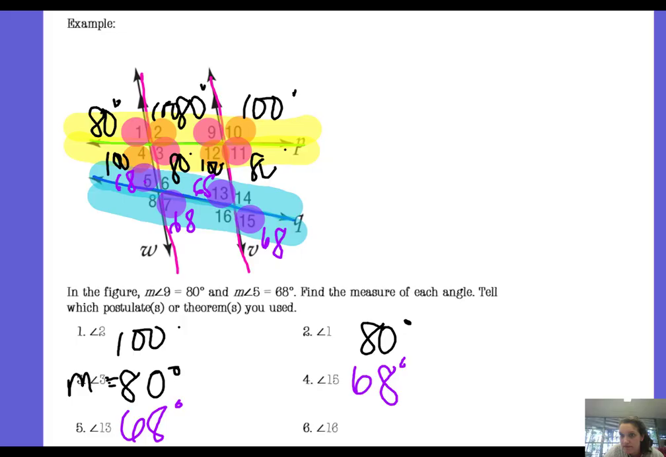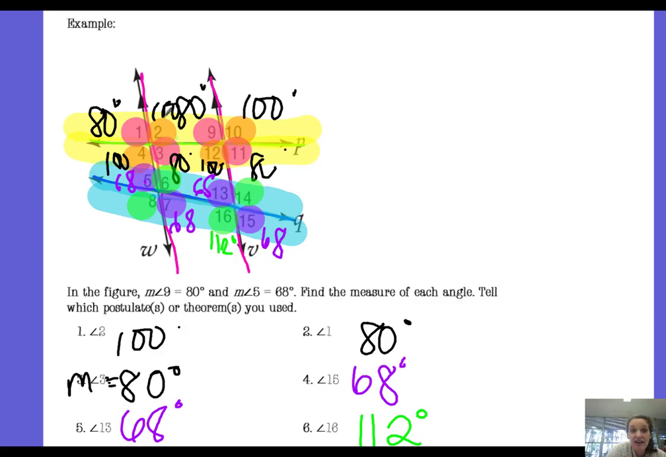And then finally, that means that angle 8, angle 6, angle 16, and angle 14 are all going to be congruent to each other. And if you notice, 13 and 14, 13 and 16 also form linear pairs. So 180 minus 68 is 112. So the measure of angle 16 is 112 degrees because it's supplementary to angle 13. Whew, that's a lot of colors.